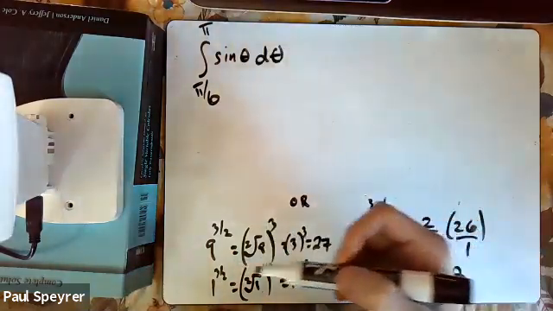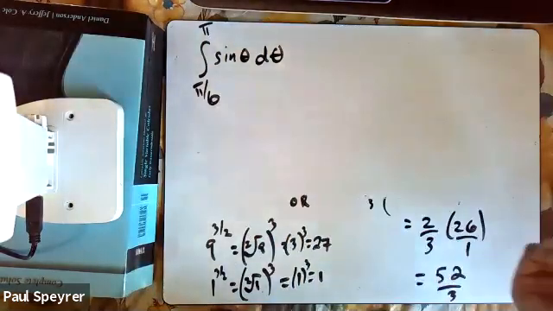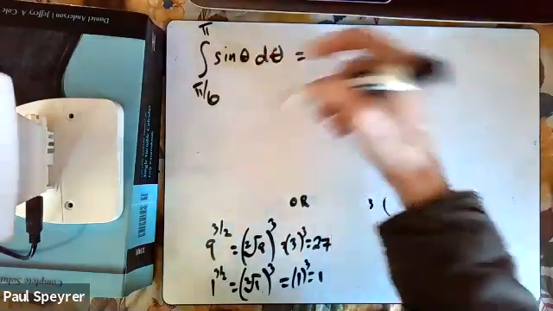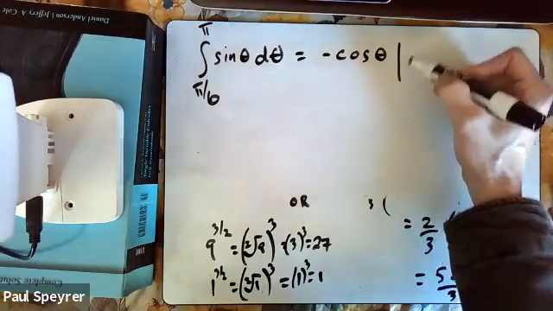What about a trig function? Sine of theta, d theta, we're integrating from pi over 6 to pi. Well, what's the antiderivative of sine of theta? Don't forget, it's negative cosine of theta.